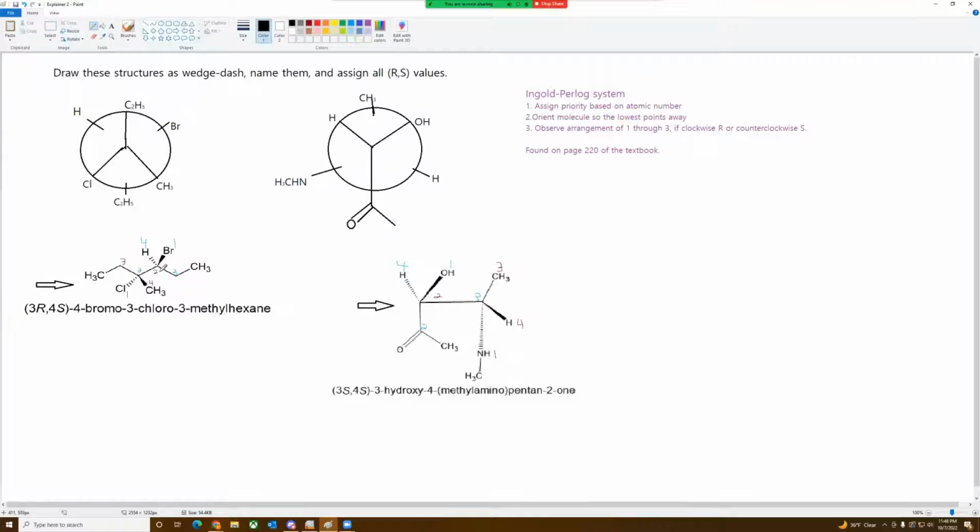Now for the next one, for our bromine, it's the same kind of thing. We know bromine is higher than carbon, so that's number 1. Its pair is hydrogen. And here's kind of the same thing.